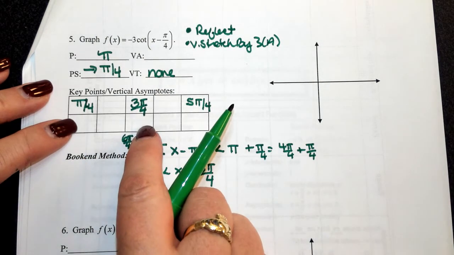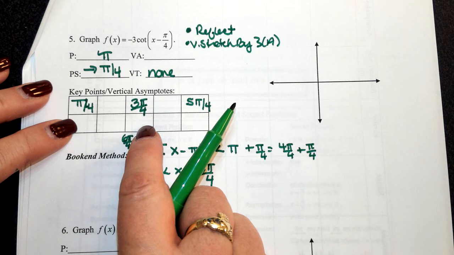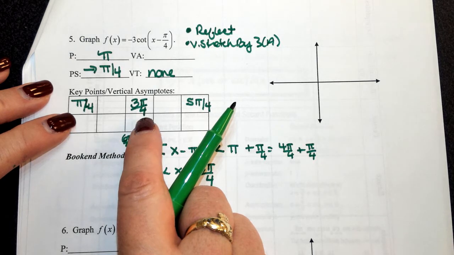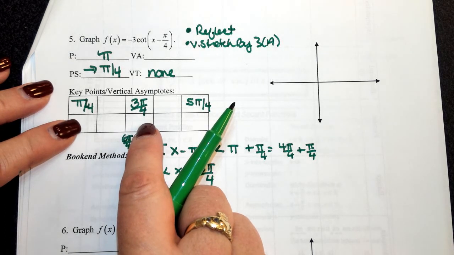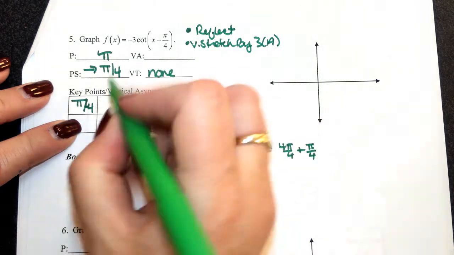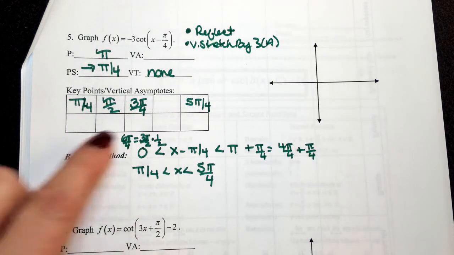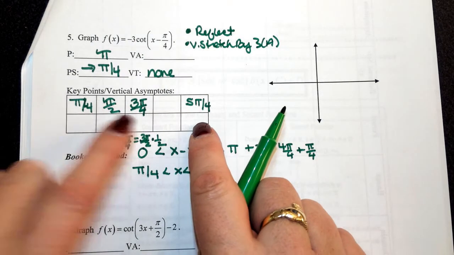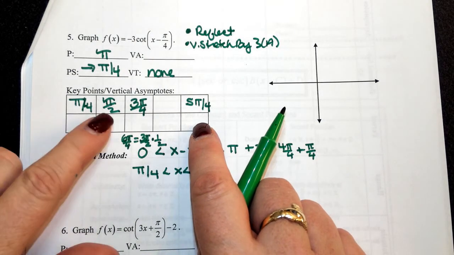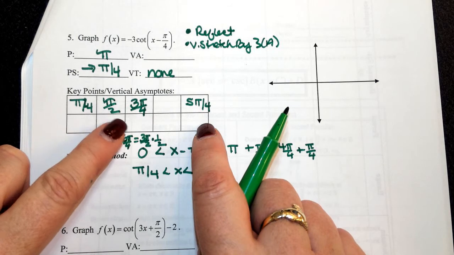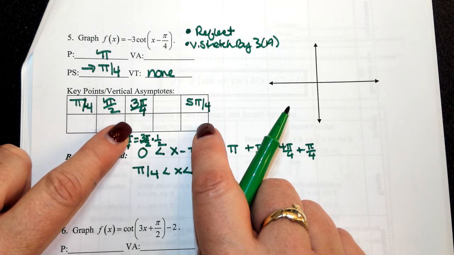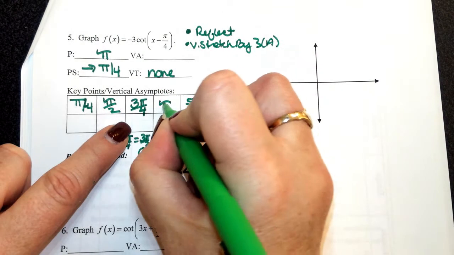What's the midpoint between pi over 4 and 3 pi over 4 going to be? It's going to be what? So 3 pi over 4 plus pi over 4 is 4 pi over 4, which is pi. Divide by 2, that's a pi over 2. What's the midpoint going to be, guys, between 3 pi over 4 and 5 pi over 4? Well, if I add them together, that's an 8 pi over 4, which is 2 pi. Divide by 2, that's going to give me a pi.